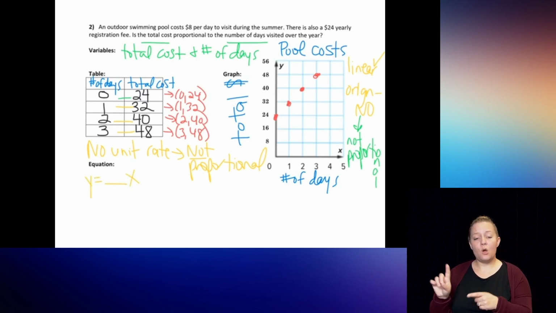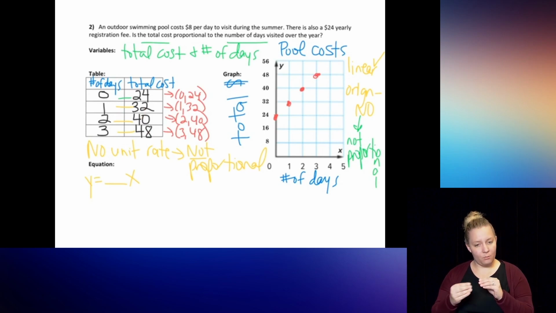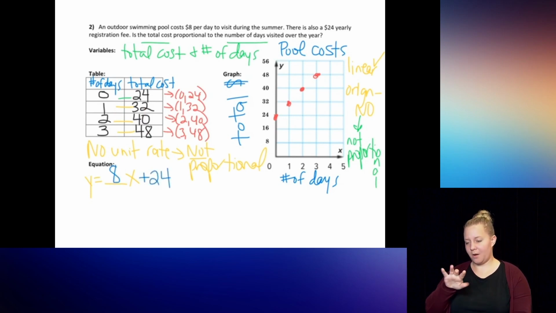But when we do that, since we did not have a unit rate here, there's not one thing that can just directly multiply this to this, and this to this, and this to this. So we're not going to be able to stop there. But I will let you know, in case you're curious of what it would look like, that it would be y equals 8x, since it's going 8 each time, but we would also have to add in that 24 in order to make it work.